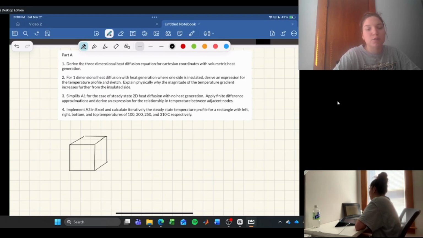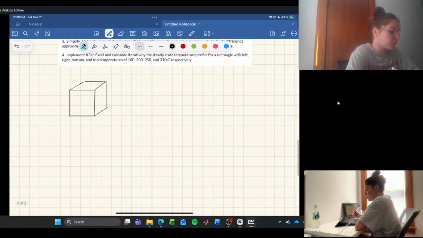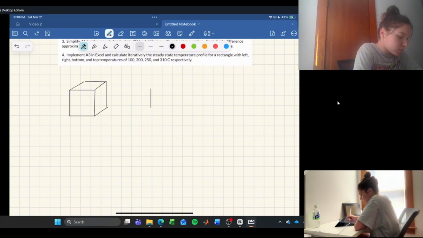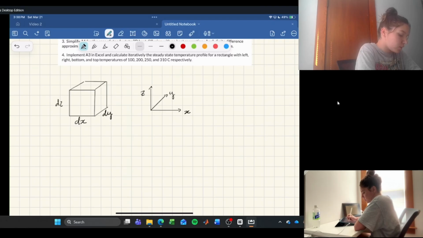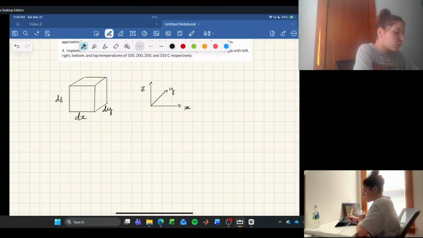So today I'm going to start by deriving the three-dimensional heat diffusion equation for Cartesian coordinates with volumetric heat generation. So if we look here at the cube, that can be the volume, and let's make an axis here as well. This will be the x-axis, z, and then the y-axis. So this is dx, dy, and dz. And we're going to look at how heat flows through these two faces, or through the volume.